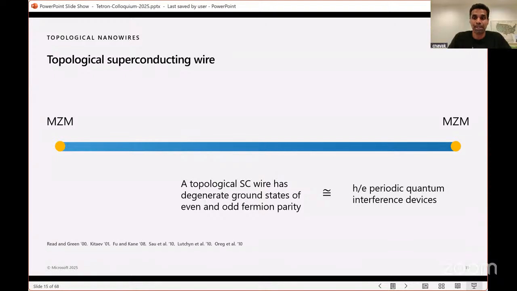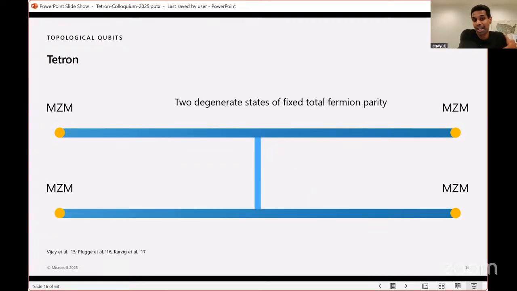Now, to make a qubit, the standard qubit encoding is not based on a single wire with two Majorana zero modes, but instead on a pair of wires with four Majorana zero modes, connected usually by some kind of trivial, non-topological superconducting bridge, so that there's only four Majorana zero modes.